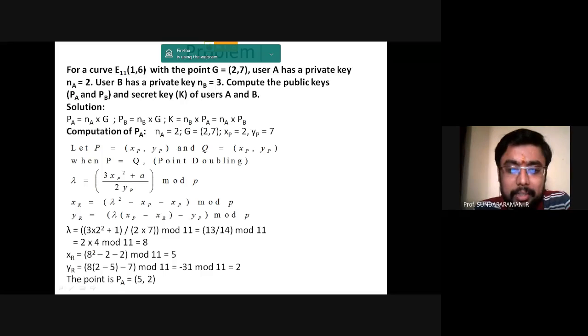Minus 31 mod 11 is equal to 2. So the point doubling gives us a new point. It generates a new point PA, which is equal to (5, 2). This is at the user A. So what has user A done now? User A has computed his public key, and now he is going to share this to user B.